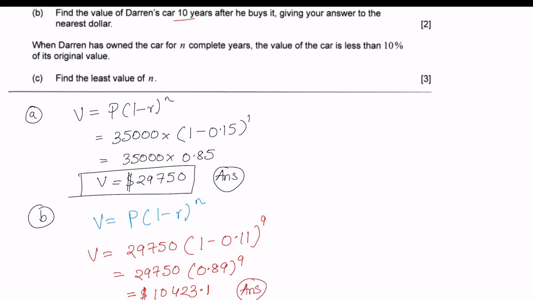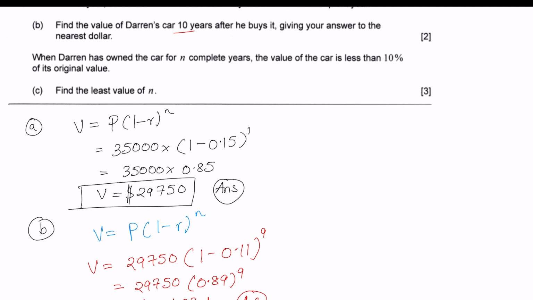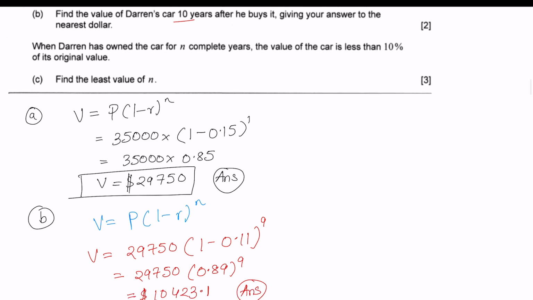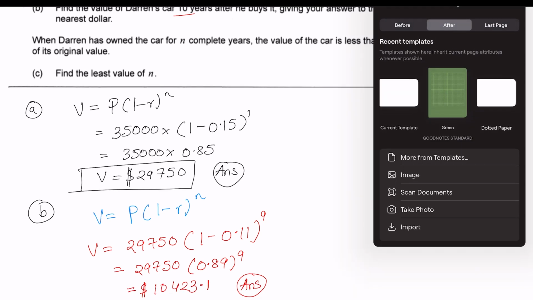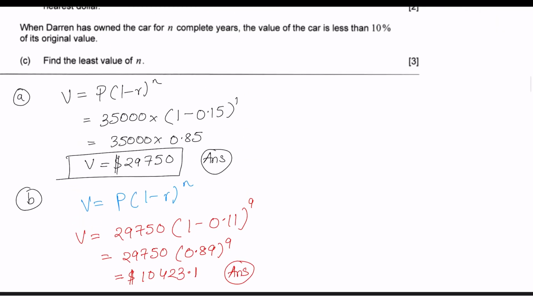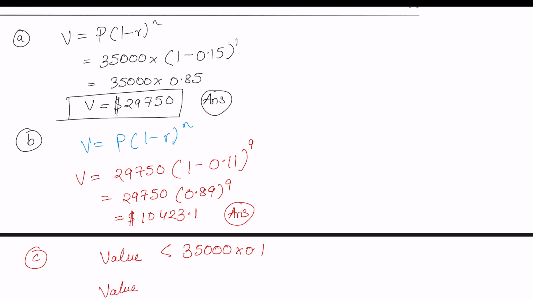Now for part C, when Darren has owned the car for n complete years, the value of the car is less than 10% of the original value. Find the least value of n. So I'll just add a new page here. The value of the car should be less than 10%, right? So the value should be less than 10% of the 35,000, which was the initial value. So the value should be less than 3,500.